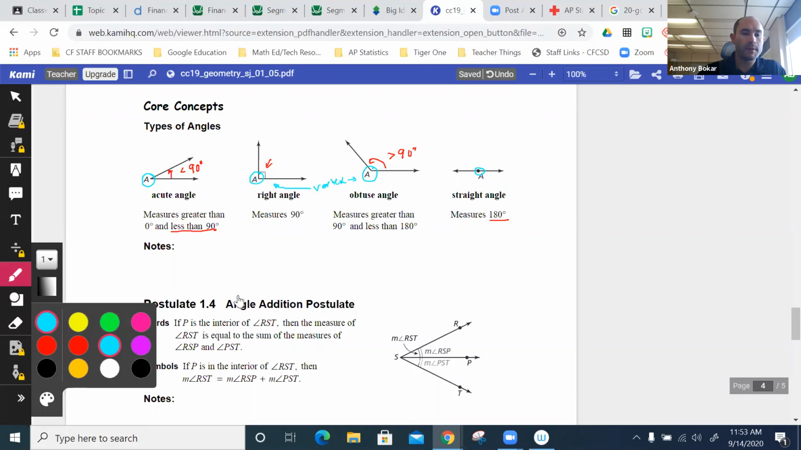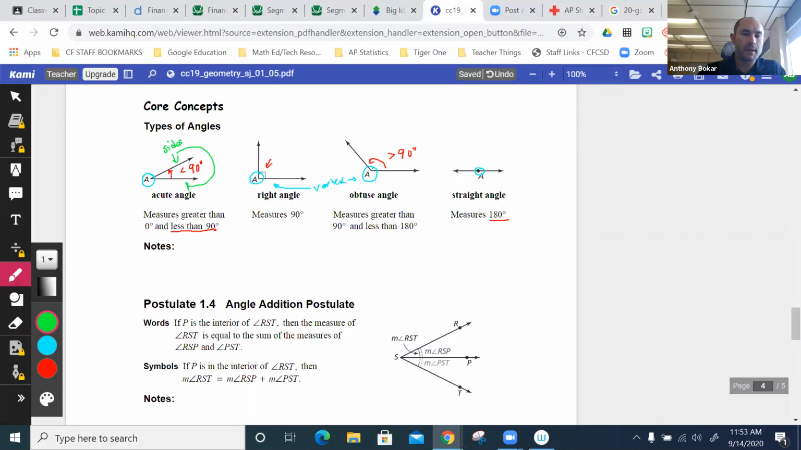We call these the rays. This is a side of the angle. These rays are the sides of the angle. Same over here. Any of these are the sides of the angle. It's a side right there, okay? Side and so on, okay?